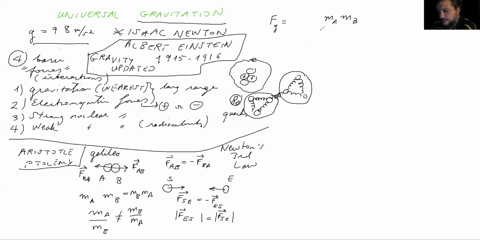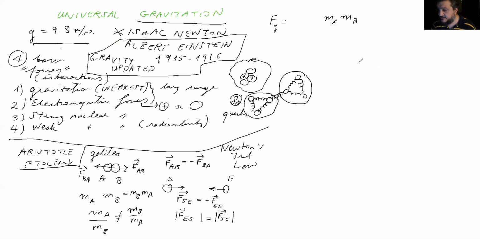Now, these two objects don't touch each other. They are at a distance. So the distance between them has to also play a role. If you change the distance, the force should change as well. All right, so how? Well, if you increase the distance, the force should decrease. So we should have a dependence on R.